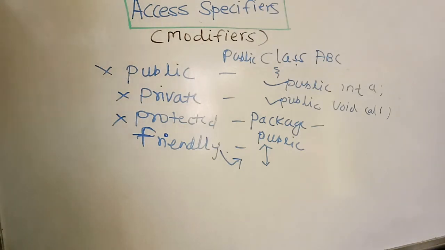Next is protected. When inheritance comes into the picture, that is a class and its subclass, then to show the relationship between them, the protected access specifier is used. It lies between the friendly access specifier and the public access specifier.